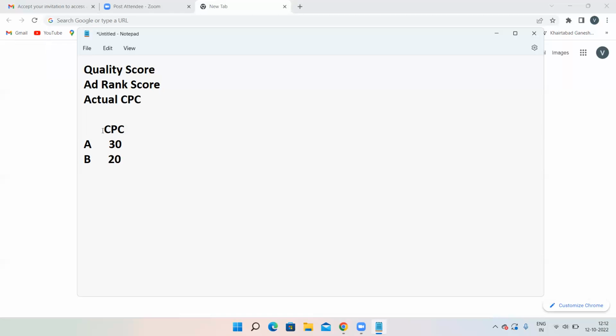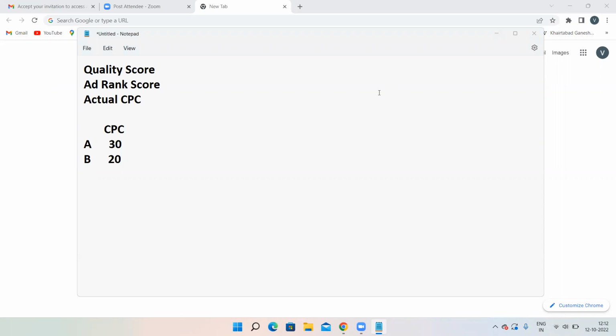Now, if you go back to the advantages and disadvantages class of Google Ads, I asked you one question. If B wants to appear on first position, then what can B do? B does not want to increase its bidding to 31 rupees. B does not have money. B only wants to spend 20 rupees per click, and B wants to appear on top of the SERP by beating A. How can B beat A?